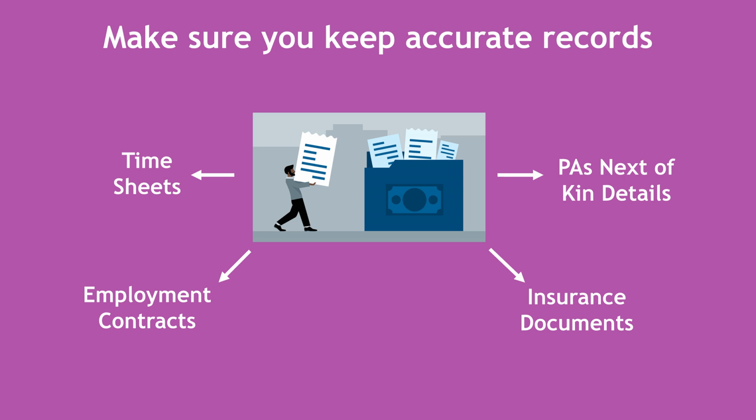As an employer, you also need to keep records which relate to your employees. This includes documents like timesheets, employment contracts, insurance documents, and even your PA's next of kin details. By keeping these records on file, it helps protect you as the employer and enables you to provide evidence just in case an employee, funder, or HMRC needs some clarification or further information about your direct payment or your role as an employer.